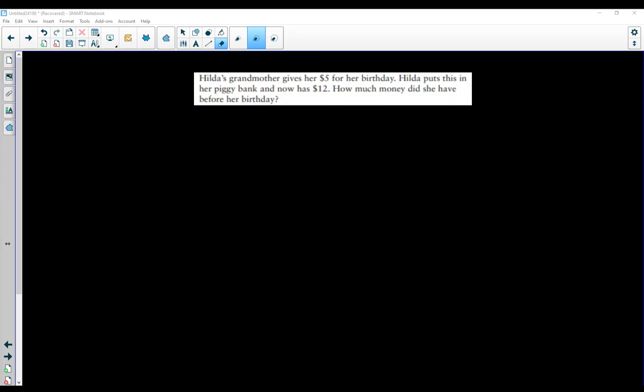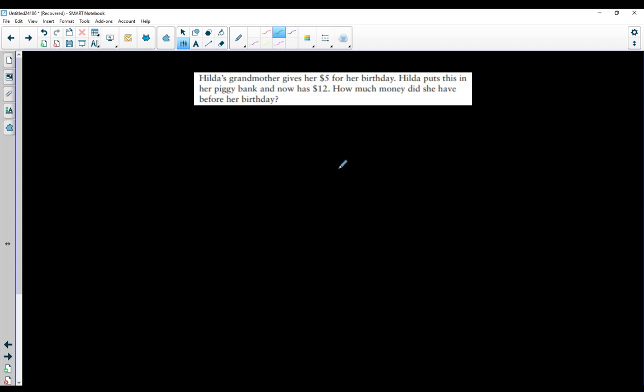Hi there, grade 7s. We're going to read through an example here of a word problem using algebra. Okay, so we've got our problem. It looks like Hilda is given $5 by her grandmother for her birthday. Nice grandma. All right, so we'll read it through.